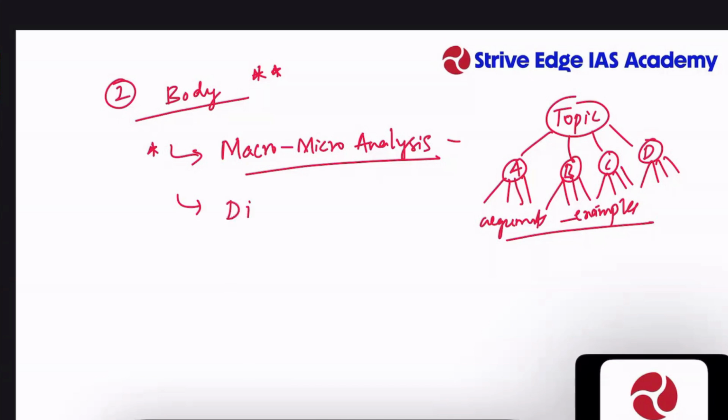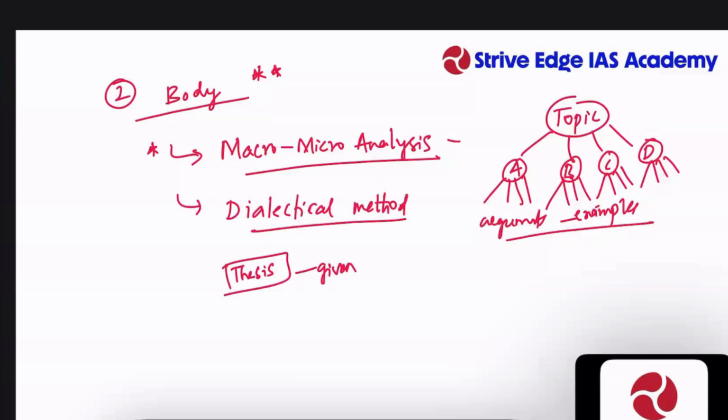Another one is the dialectical method. In the dialectical method, what we will be having is the thesis. So what is a thesis? The given statement. You take the given statement that you are believing in. Yes, correct. You are saying that this is correct.